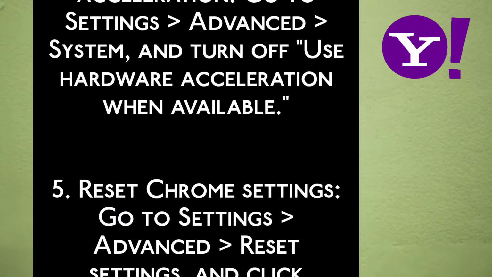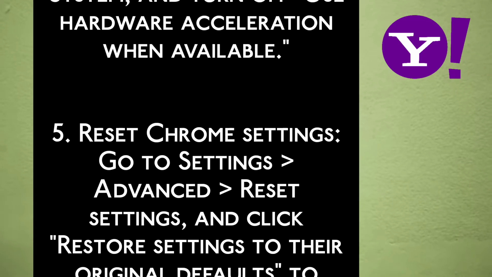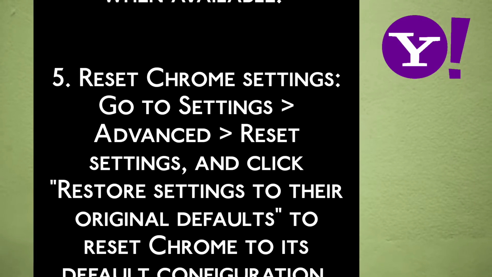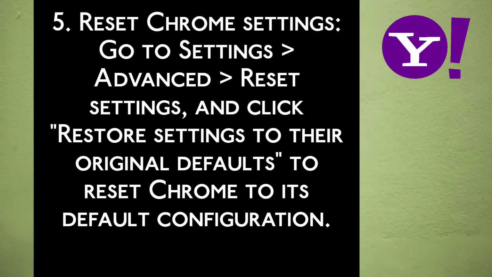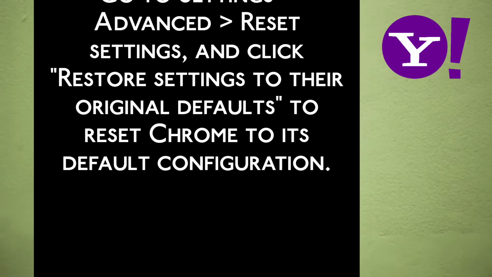Step 5. Reset Chrome settings. Go to Settings, then Advanced, then Reset Settings and click Restore settings to their original defaults to reset Chrome to its default configuration.